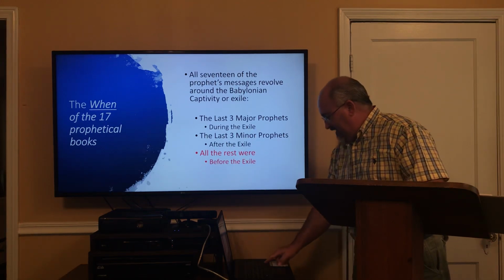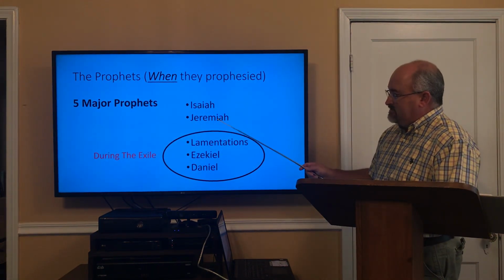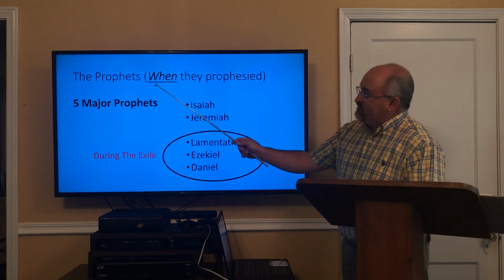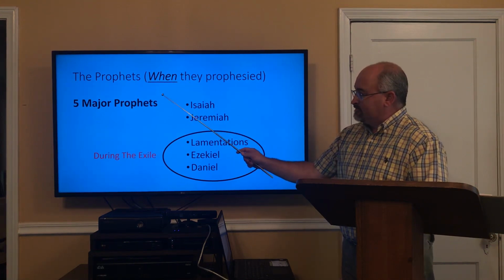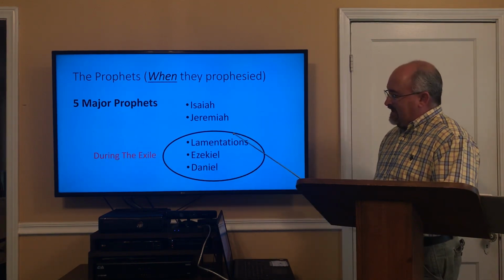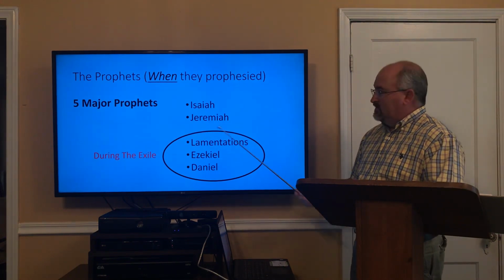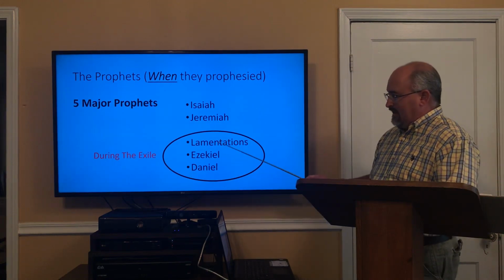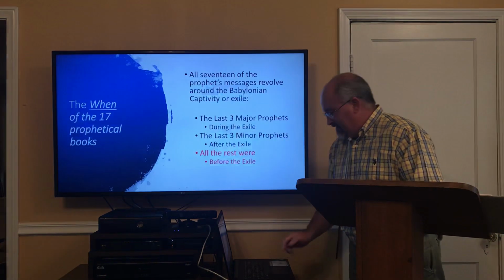Okay, so I want to look at that, and then we'll bounce back to this slide. 5 major prophets: Isaiah, Jeremiah, Lamentations, Ezekiel, Daniel. Of these 5, when we look at when did they occur? These occur during the exile: Lamentations, Ezekiel, and Daniel. Okay? So when we look at the when, during the exile, Lamentations, Ezekiel, and Daniel. Okay? Now let me go back.